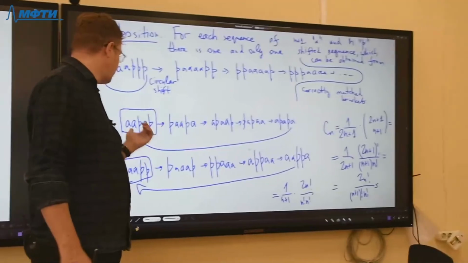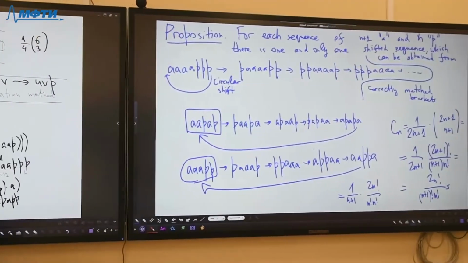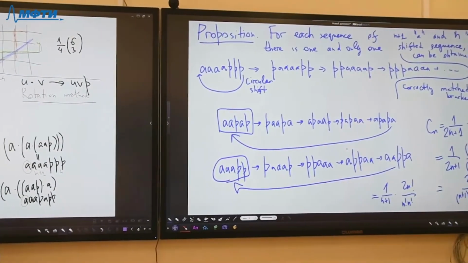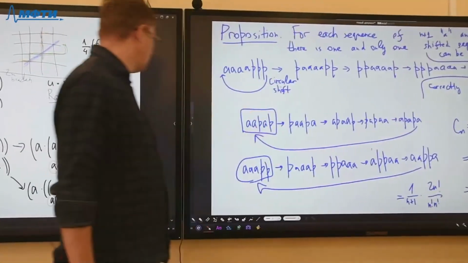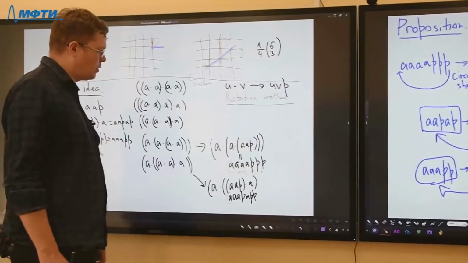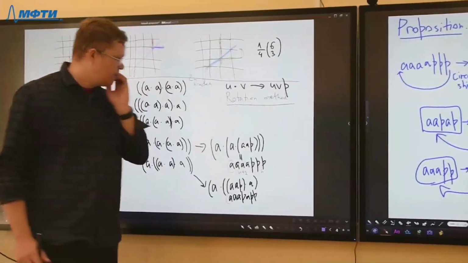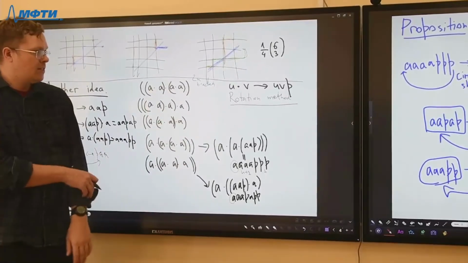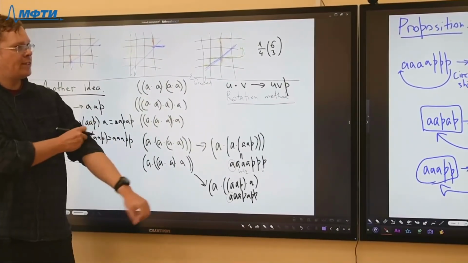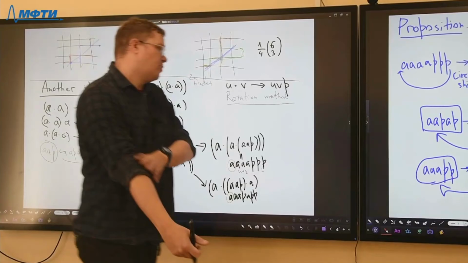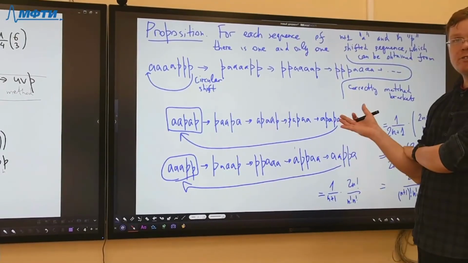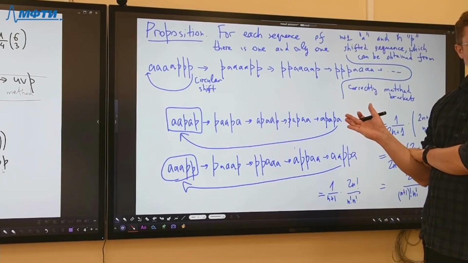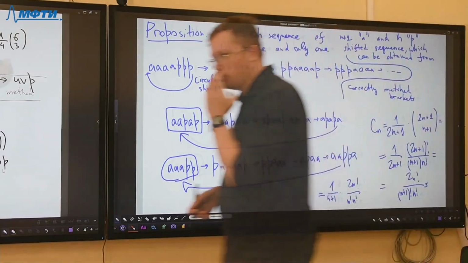If I circularly shift these sequences, then I will have one and only one sequence obtained from correctly matched brackets. So maybe I will add some parts of its proof to the homework, or you can just think of it and prove it by yourself. Okay, do you have questions about this? The idea I think is clear, but how to prove it is maybe a tricky one.